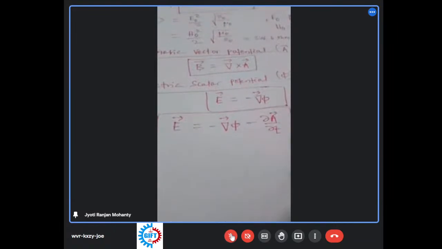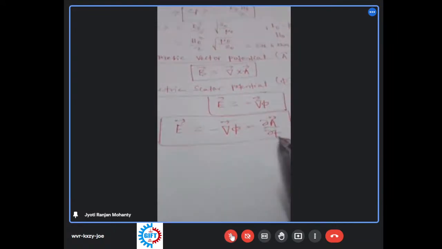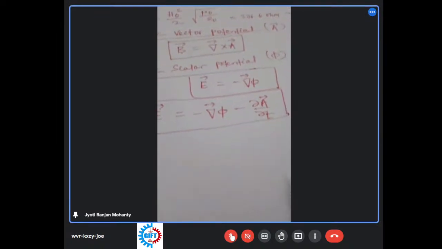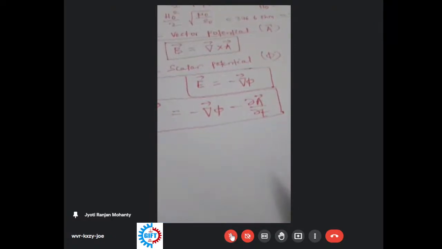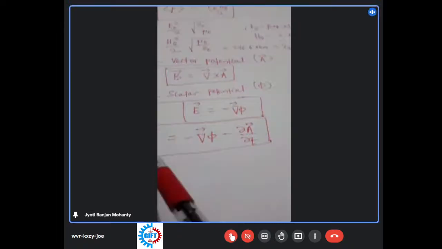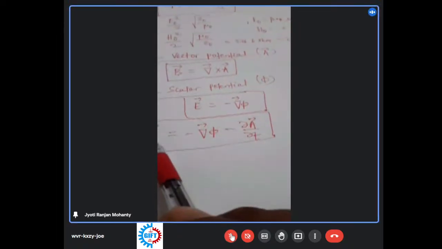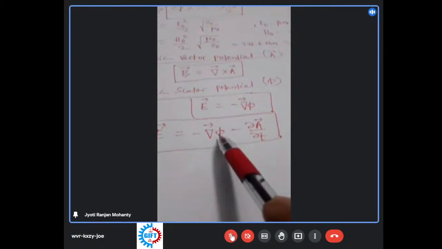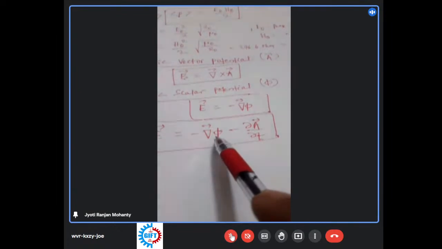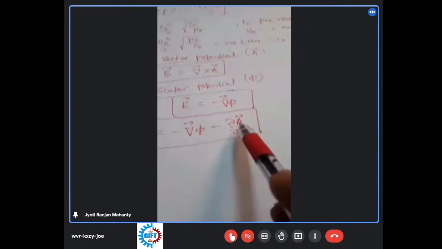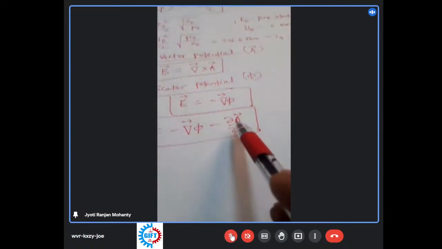Understood? What is the question? Write electric field in terms of scalar potential and vector potential. That means we have to write electric field E in terms of scalar potential. What is your scalar potential? Phi is known as scalar potential. And which one is your vector potential? A is known as vector potential.